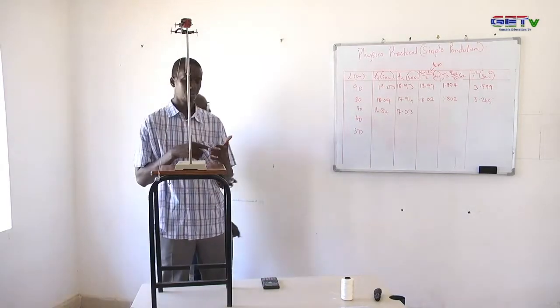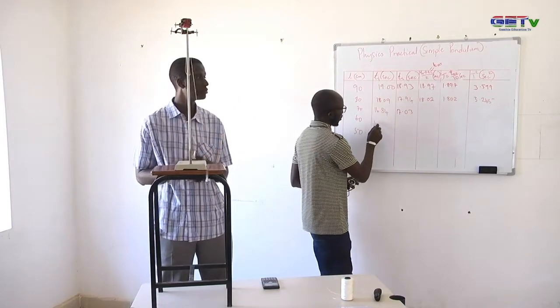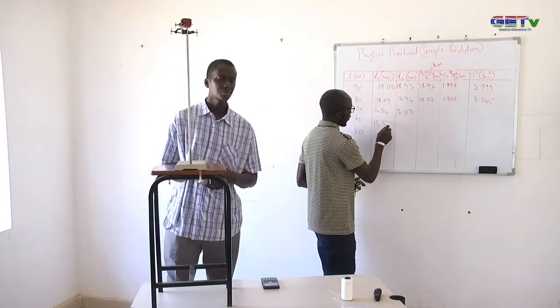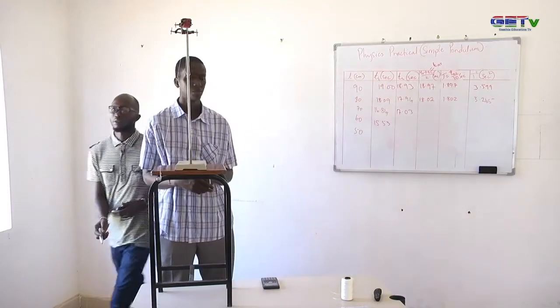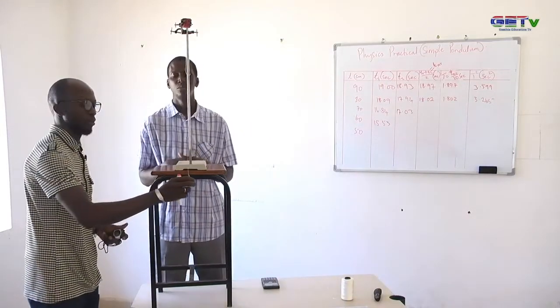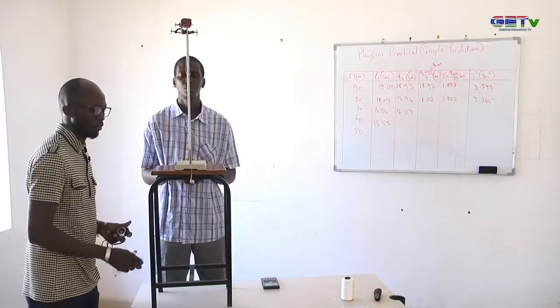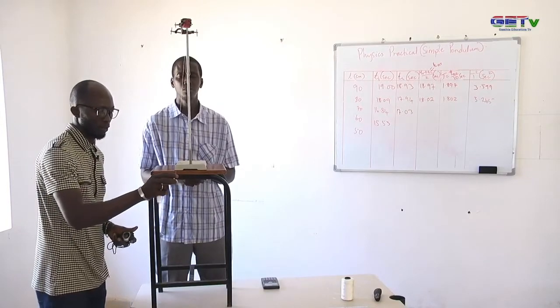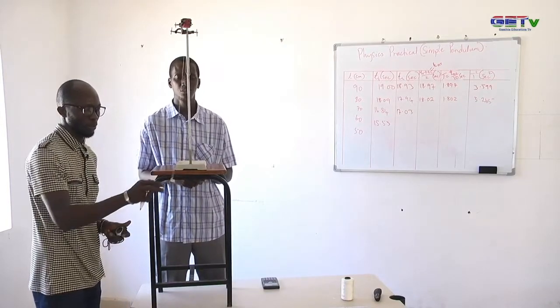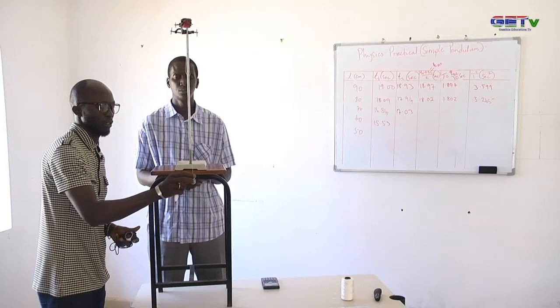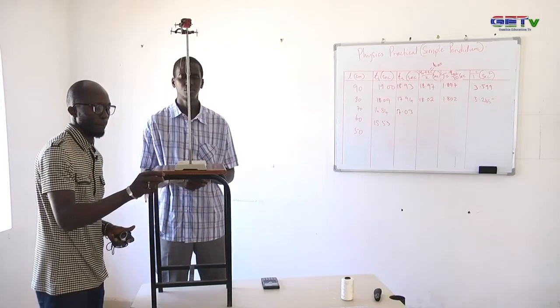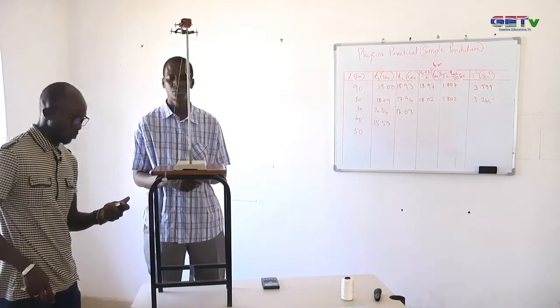15.53. At 60, we have 15.53. We will do again the same value of L. We will do again. Displace through small angles. I'm not satisfied with that. Okay, good.